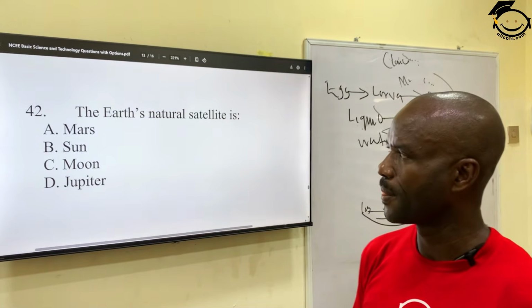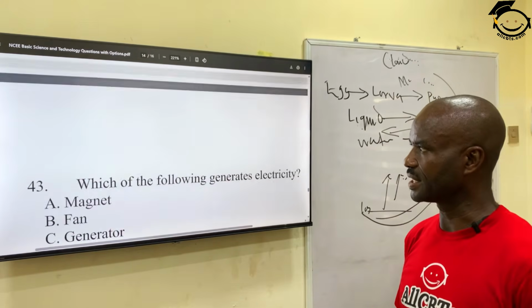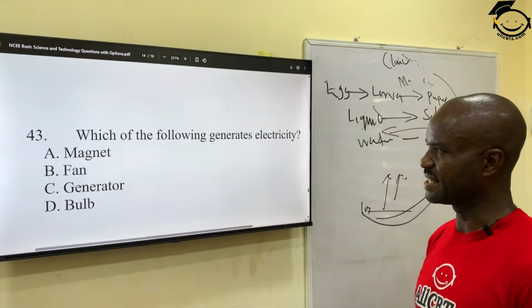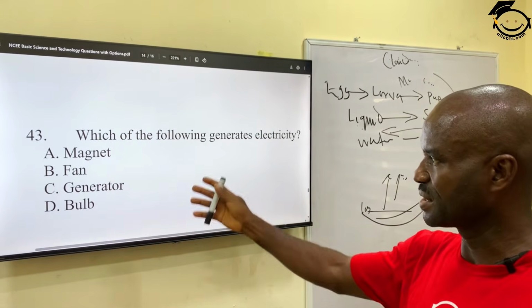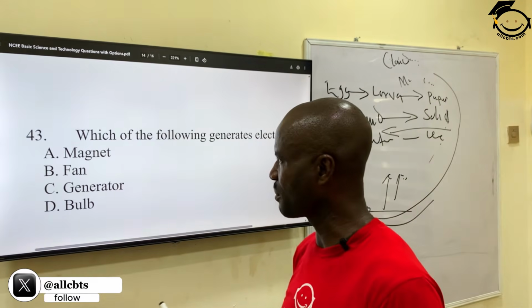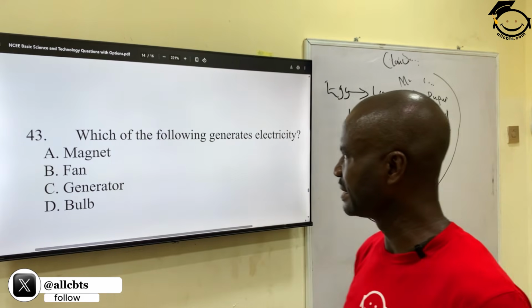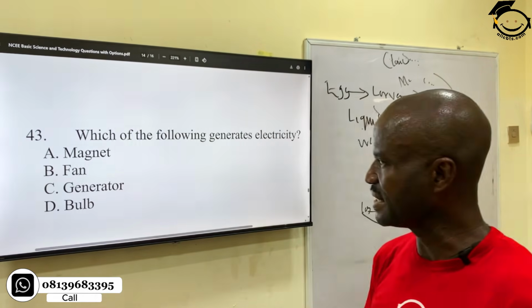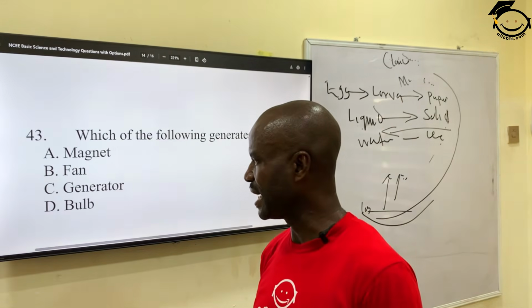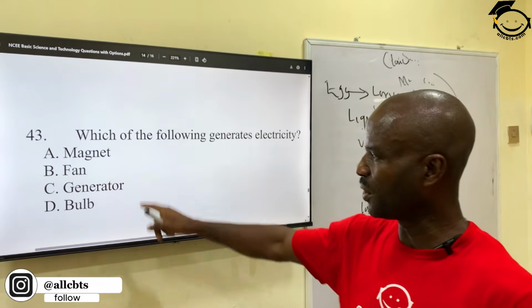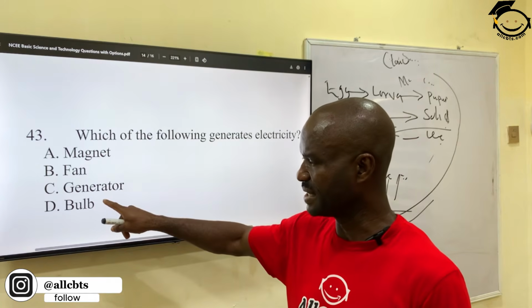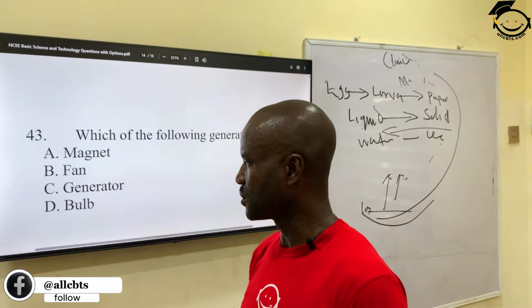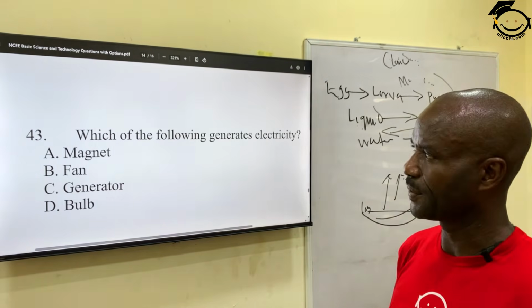C. Question 43. Which of the following generates electricity? The options here generate electricity except one. A, magnets, B, fan, C, generator, and then D, bulb. All other options are wrong except generator. Generator generates or produces electricity. So the correct answer is C, generator.